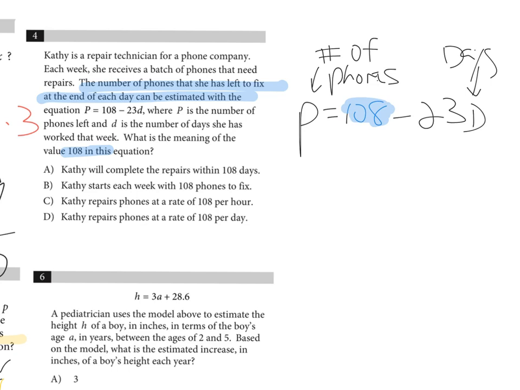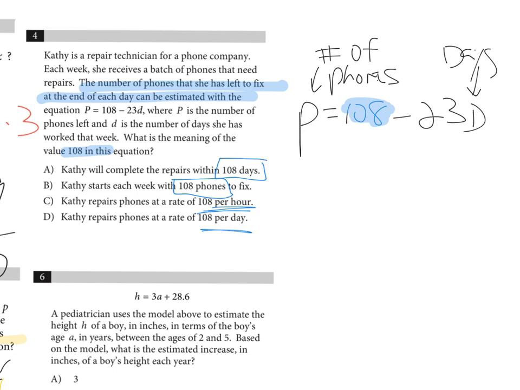It's always a good idea when you do these questions to first read your answer choices. Letter A, Kathy will complete repairs within 108 days. So letter A says 108 stands for days. Letter B, Kathy starts each week with 108 phones. So very, very different. Letter A stands for 108 days, B stands for phones. C represents the phones that are repaired at a rate of 108 per hour. D represents the phones at a rate of 108 per day. So letters C and D stand for rates per hour and per day.